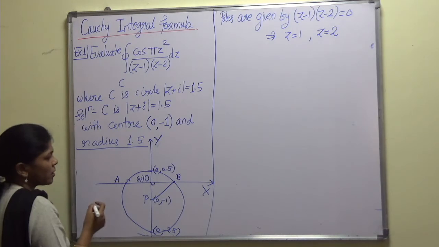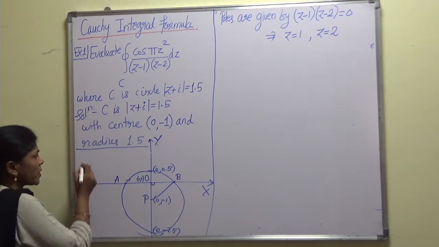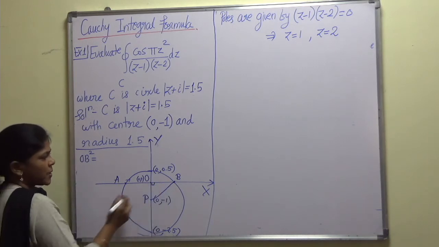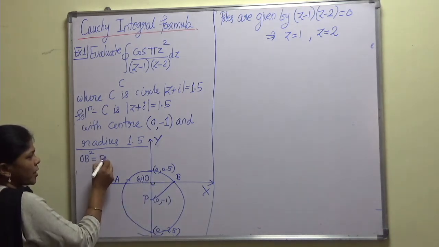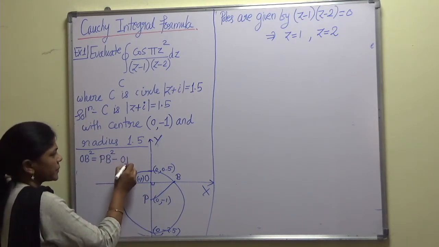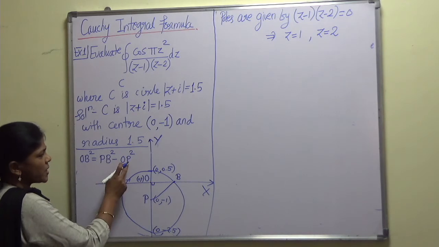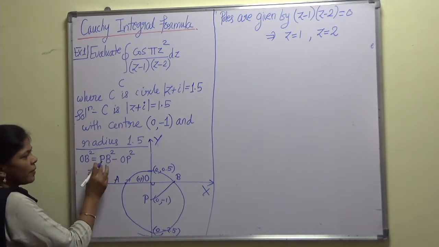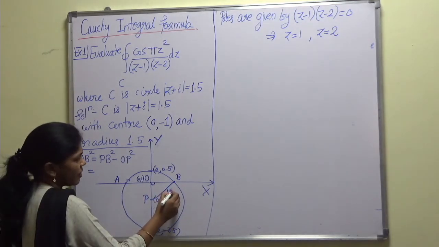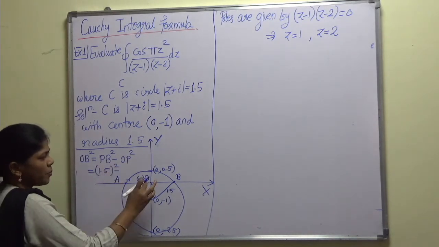According to Pythagoras theorem, we are interested in this distance so that we get the coordinates of point B. So we will write OB square equal to the hypotenuse, that is PB square minus OP square, right? So PB square minus OP square is nothing but OB square. We know the value of PB. PB is nothing but the radius, which is given as 1.5, right? So it is 1.5 whole square minus OP square.